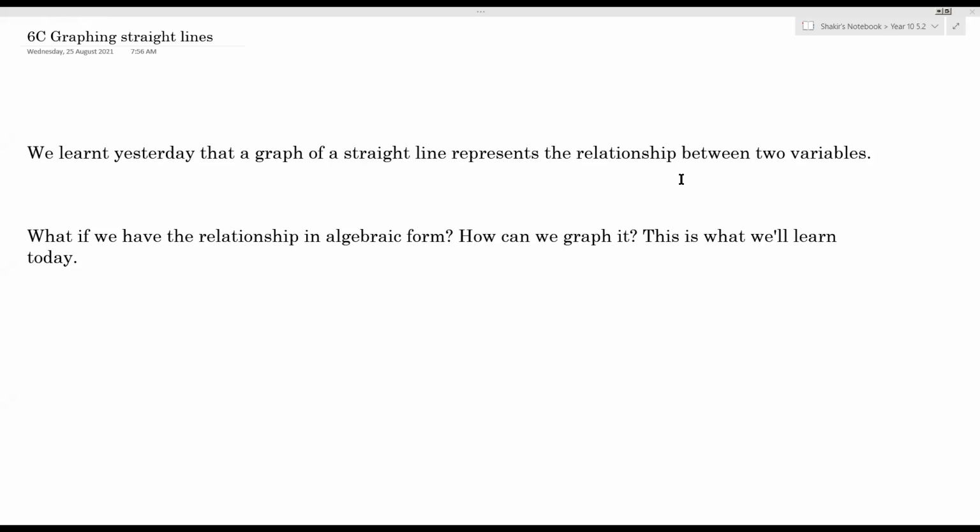Okay, welcome to a lesson on exercise 6C, graphing straight lines. Yesterday, we learned that a graph of a straight line represents a relationship between two variables.